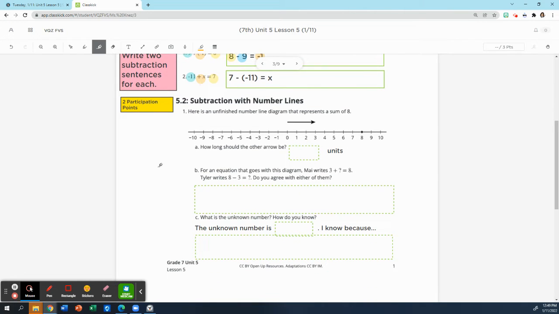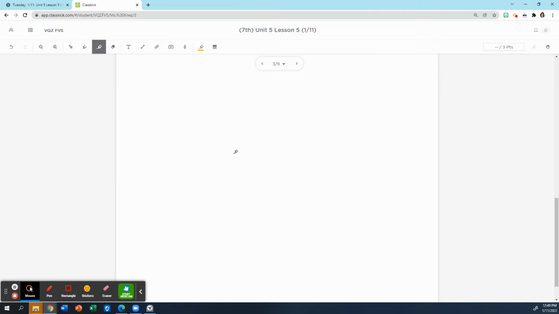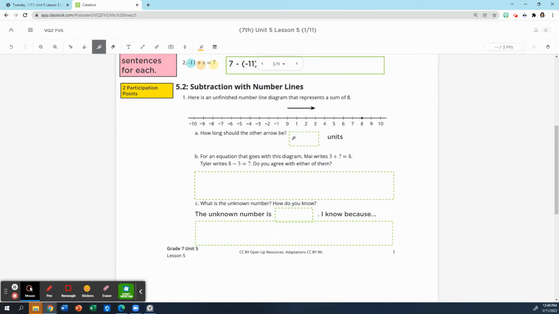Okay, 5.2 says, here is an unfinished number line diagram that represents a sum of 8. A, how long should the other arrow be? And B, for an equation that goes with this diagram, Mai writes 3 plus question mark equals 8, and Tyler writes 8 minus 3 equals question mark. Do you agree with either of them? And then tell me what the unknown number is. So I want you to go ahead and pause this video and answer question 1.